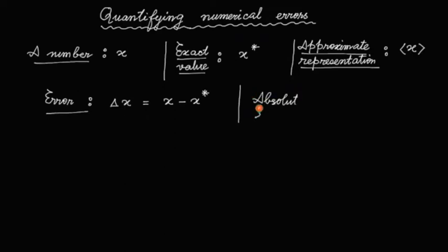which is of course modulus of x minus x star. So now it doesn't depend on which one is greater. Okay, and again, when you are doing the computation, you may not know what the exact number was. So you may not know what is x star. You only have an approximate representation, which is this. So you cannot have an absolute error known to you. What you can have, rather, is an estimate of the absolute error.